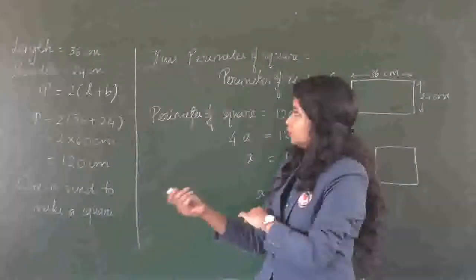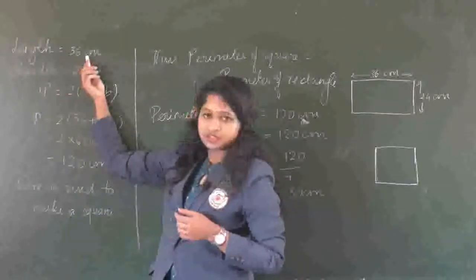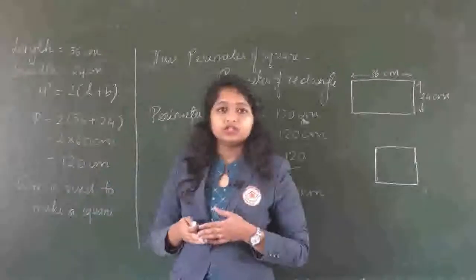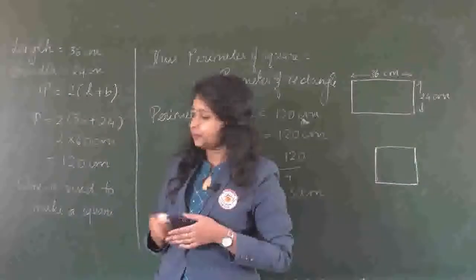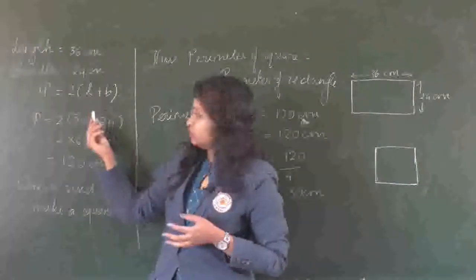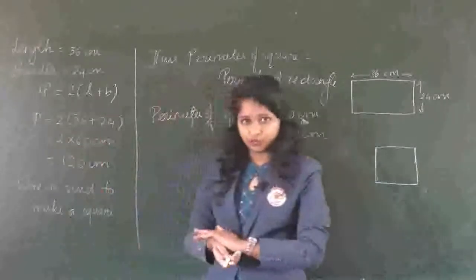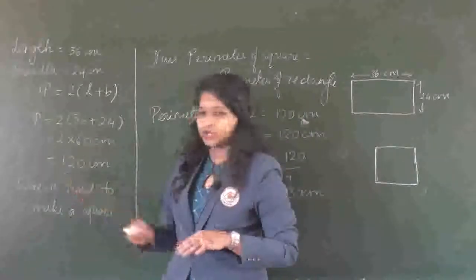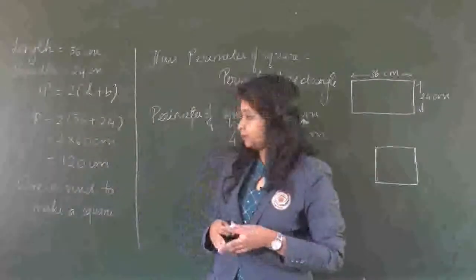Okay. So whatever is given is length 36 centimeter and breadth 24 centimeter. So we know the perimeter of a rectangle is 2 times (L plus B). So substitute the value of length and breadth in this formula. So we get 2 into (36 plus 24). 36 plus 24 is 60. 2 into 60 is 120 centimeter. So we got the perimeter of the rectangle.